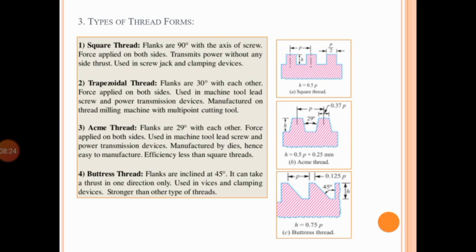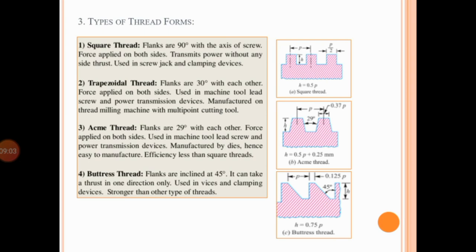The second type of thread is the trapezoidal thread, and the flanks are arranged at 30 degrees with each other. As in the case of the square thread, power can be transmitted in both directions using the trapezoidal thread. So this is an advantage. It is generally used in machinery, machine tools, lead screws, that means in lathe machines, and small power transmission devices. It can be easily manufactured by simple tap and die, and on a lathe machine you can also cut this type of thread using cutting tools. So this is the trapezoidal thread.